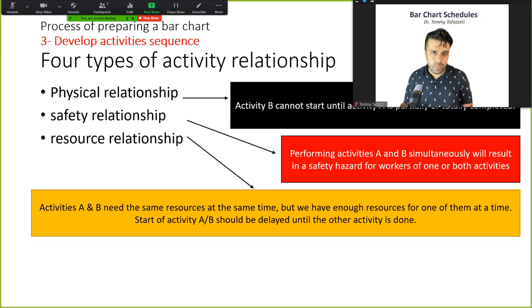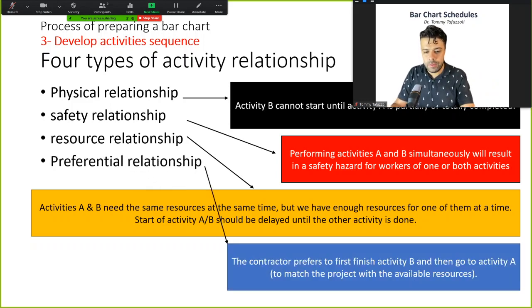There could be resource relationships that especially applies to equipment. For example, you have limited number of trucks, dozers, bulldozers, and you need to do all the job using those machines. So sometimes you have to move some activities because you only have one of them, or you have to use all of them in one activity, so the other activity has to be moved.